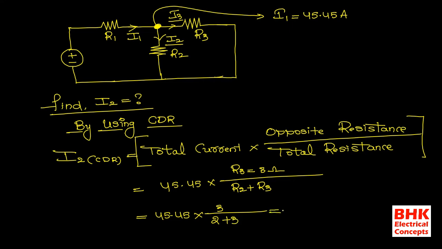That is equal to, by simplifying, 45.45 into 3 divided by 5. It will give the value of 27.27 amperes of current. So this current is the value of current I2 by using CDR. Okay, this point is clear. Now we know the value of I2, which is divided from the total current available at the junction point.